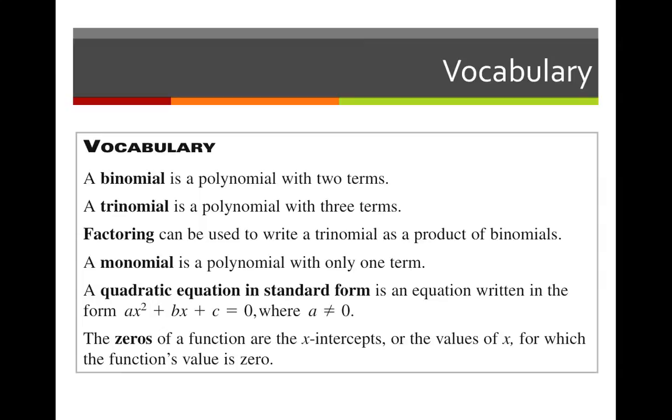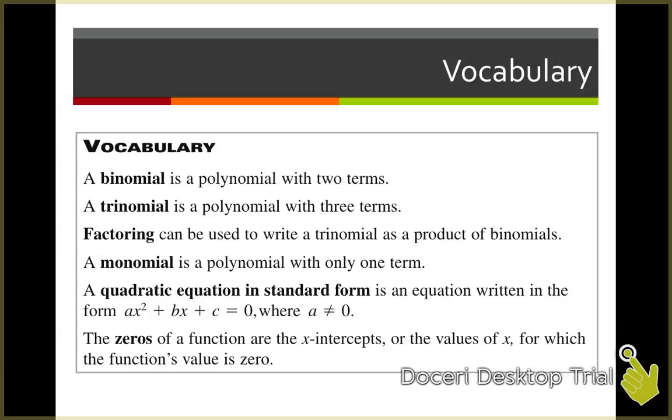Alright, so a little bit of vocabulary for this lesson. Polynomials can have specific names based on how many terms are in the polynomial. And so using common English prefixes, we can tell that a binomial is one that has 2 terms. A trinomial is a polynomial that has 3 terms. And a monomial is going to be a polynomial with just 1 term.